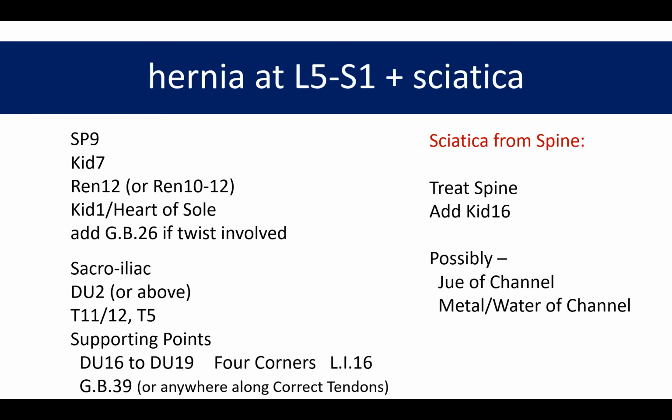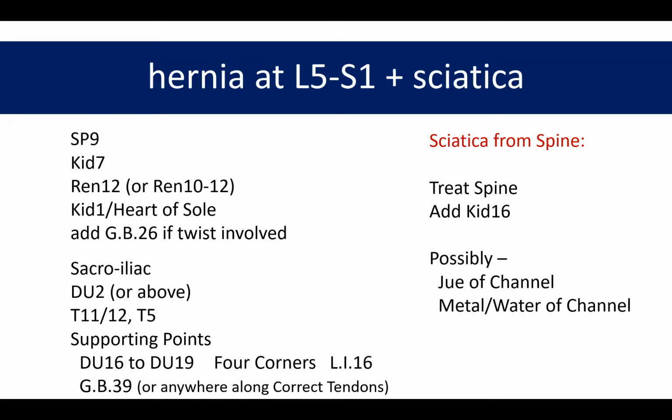And now you can support all of this by needling something. You can needle Du 16, or you can go further up above the occiput, anywhere from Du 16 to Du 19, needled upwards, can help L5. You can support it by doing the 4 corners, small intestine 9, 10, and Yao Yan. And possibly large intestine 16, and gallbladder 39, or anywhere along the correct tendons. Remember that famous slide of the shin.